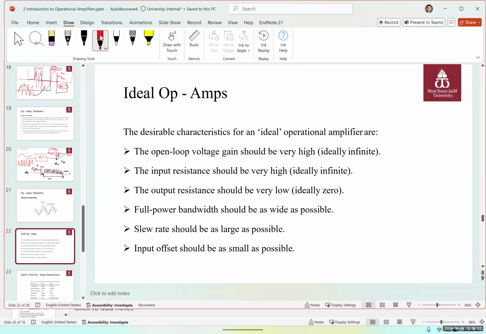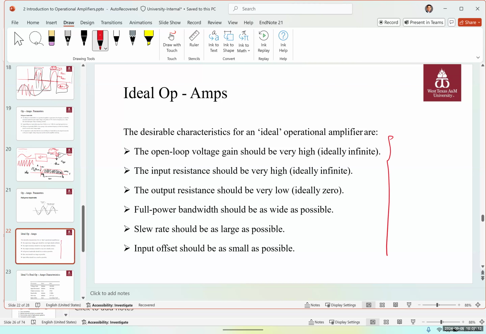The full power bandwidth should be as wide as possible. Slew rate should be as large as possible, meaning it should be higher volts per microsecond. I mentioned 20 volts per microsecond compared to 0.2 volts per microsecond. Input offset should be as small as possible.